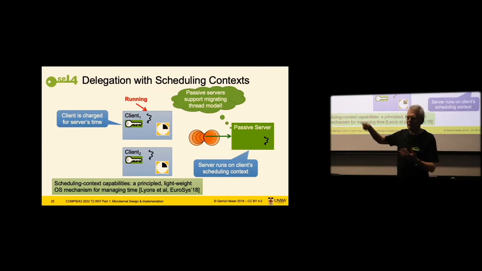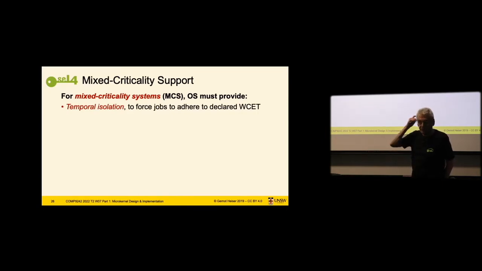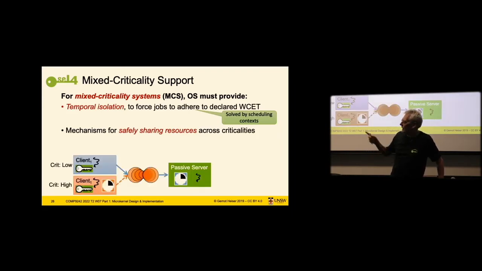In particular, these clients could be of different criticality, etc. So the question is, what are the features we need for mixed criticality systems? And they sort of highlighted that when we did the real-time lecture. You need temporal isolation to be able to force things to run within their declared worst-case execution time, and this is what our budgets give us. And we need mechanisms for resource sharing, and this is exactly what our passive servers give us.